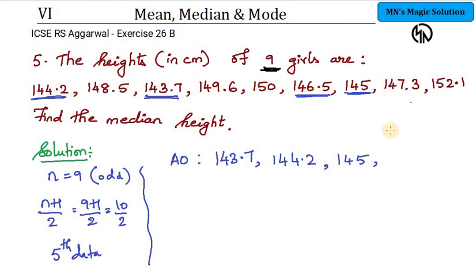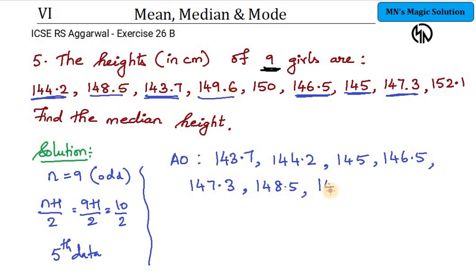Is there any other 146? No. So 146.5. Next data, 147. Here we have a 147. So it is 147.3. 148, here it is. 148.5. 149, 149.6. 150, yes, here it is, 150. And last data is 152.